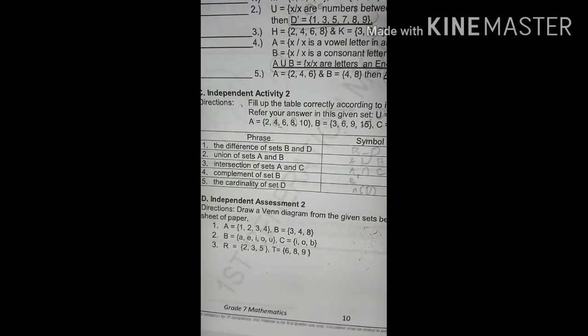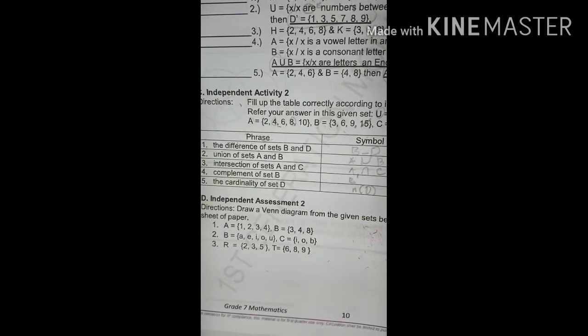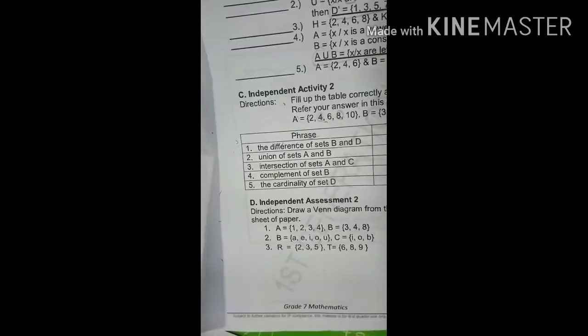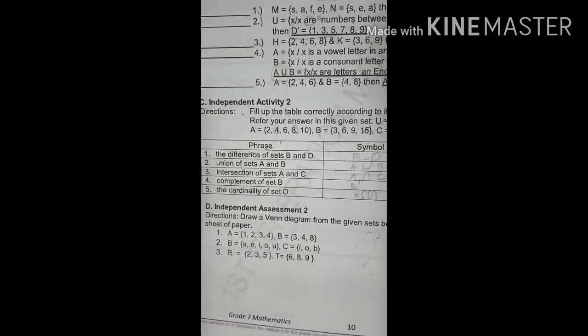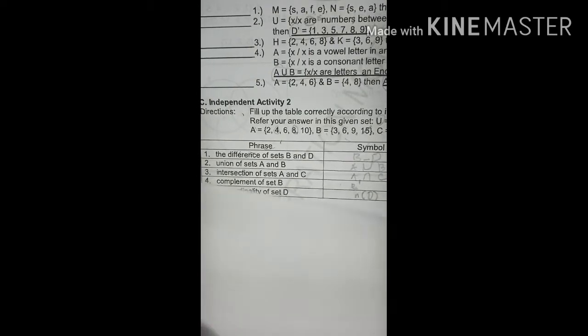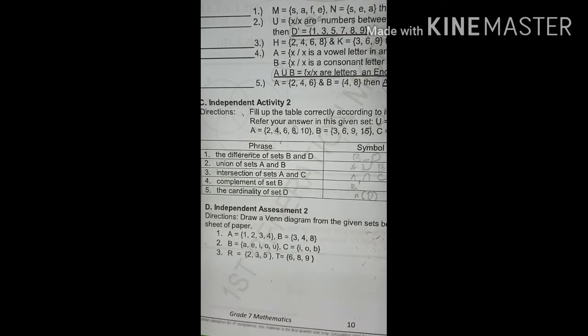Okay, independent assessment 2, directions. Draw a Venn diagram from the given sets below. Write your answer in a separate sheet of paper. So number 1, we have set A, whose elements are 1, 2, 3, 4, and set B, whose elements are 3, 4, and 8.